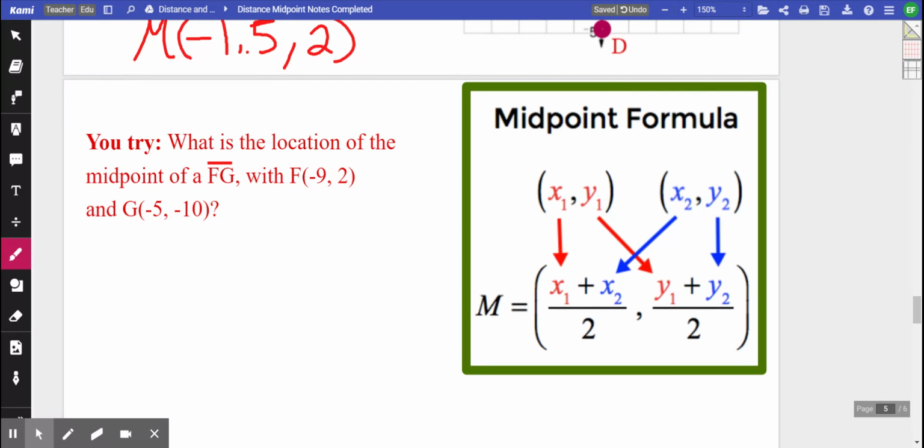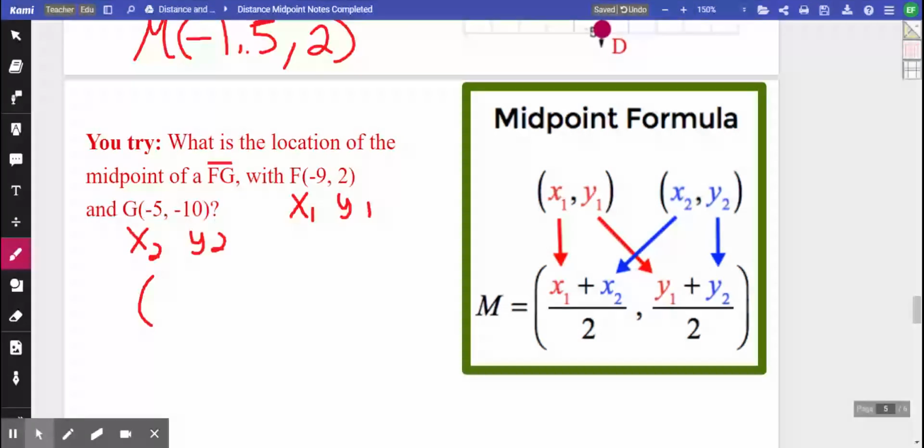So your turn. The midpoint formula again is written out over to the right-hand side here. Go ahead, pause the video, and see if you can find the location of the midpoint of a segment FG given the endpoints for F and G written on your page. F is going to be my x1 comma my y1. I'm going to call G my x2 comma my y2. We need to make sure our answer is written as a coordinate, because that's what we're finding. A midpoint is a point. It's a location in space, so we need to write it as such.